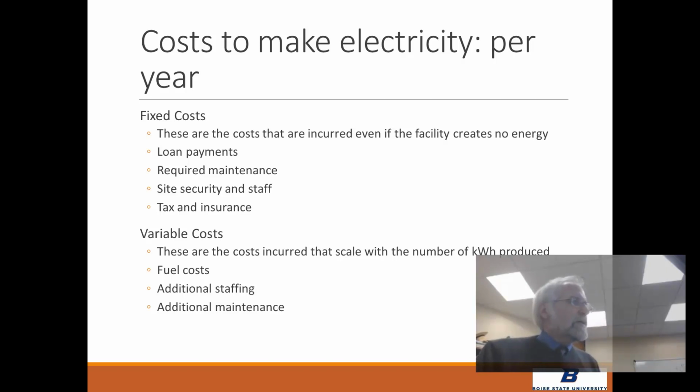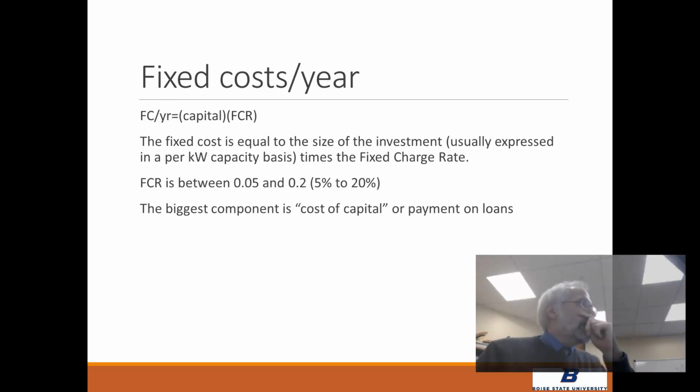The variable cost is the cost incurred on a per kilowatt hour basis. So fuel is the obvious one, but generally with machines, there's a maintenance schedule that's tied to how many hours it runs. So the more operation, the more maintenance. And generally, if it's running, a facility is going to require more staff. So both of those things come into play. Variable cost, fixed cost. Okay, so we want to get the fixed cost per year.